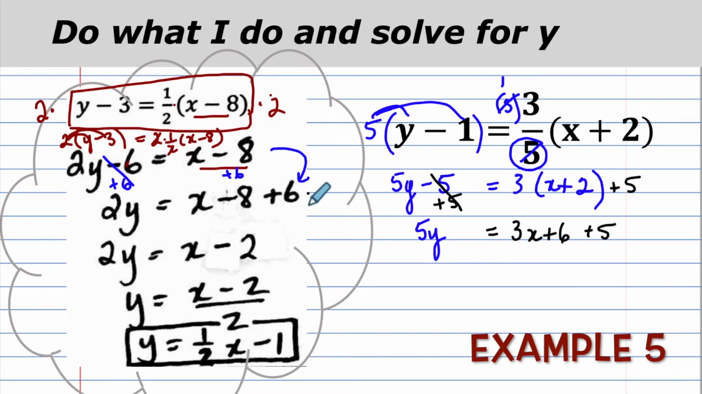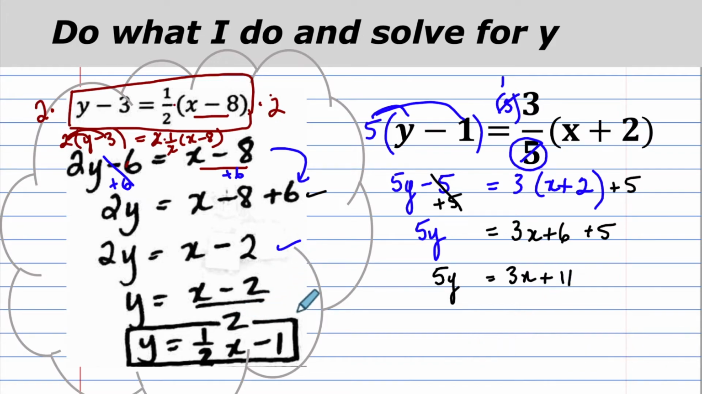So we're at this step. Now, can we collect any like terms? Yes. 5y is equal to 3x plus 11. We're at this step. And now divide by 5. Y is equal to 3/5 x plus 11 over 5.